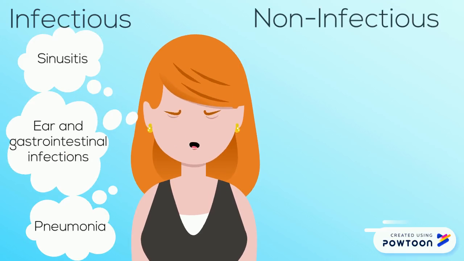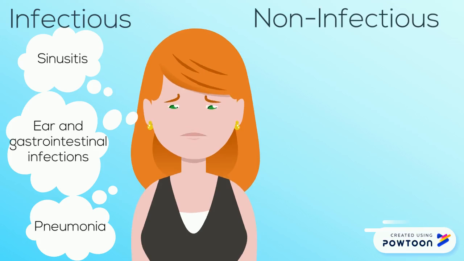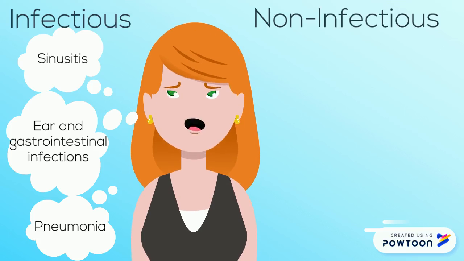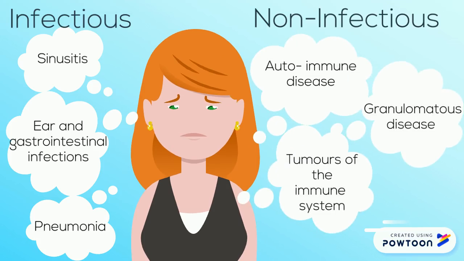These infections, if left untreated, can lead to organ damage, such as the sinuses causing chronic sinusitis or the airways of the lungs causing bronchiectasis. Non-infectious complications of CVID include autoimmune disease, granulomatous disease, and tumors of the immune system.